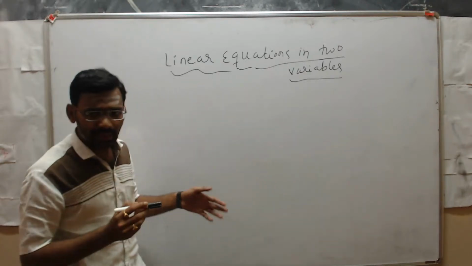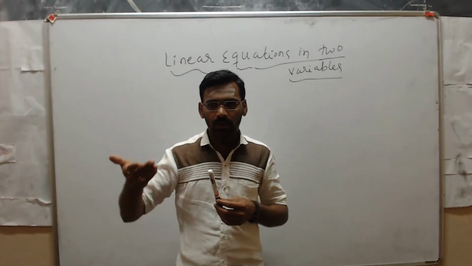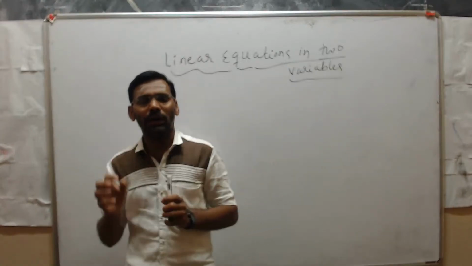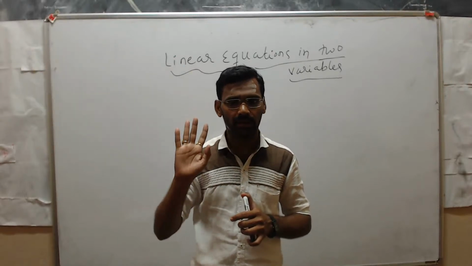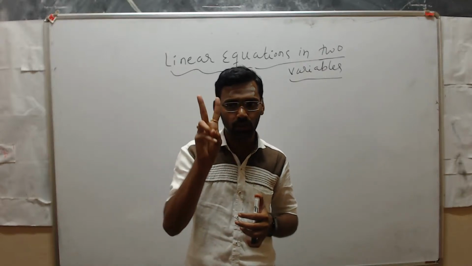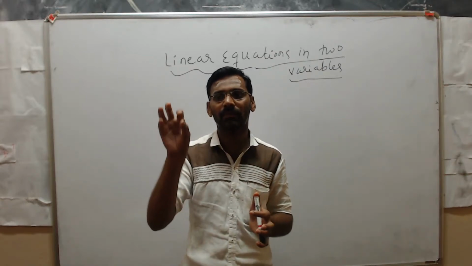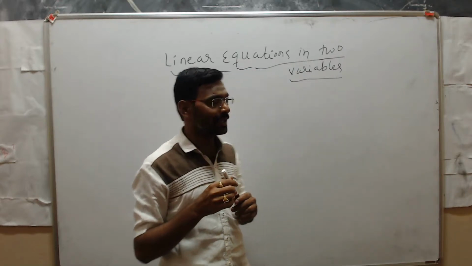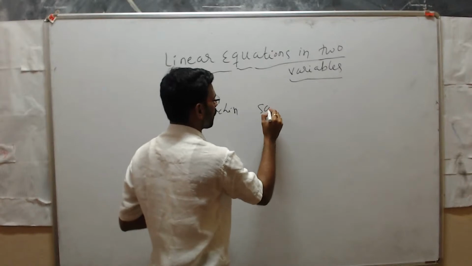Suppose one question is this. There are two friends who want to contribute some money to the CM flood relief fund. Only two students want to contribute some amount to the CM flood relief fund. How many friends are there? Two students. What are their names? One is Sachin, another one is Saurav.